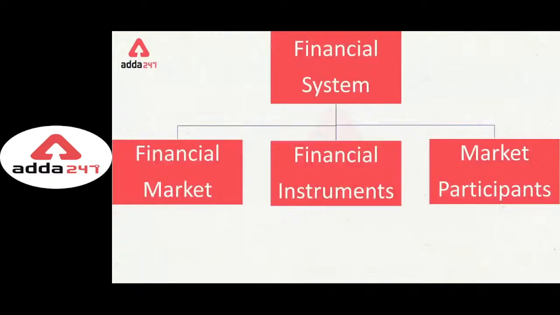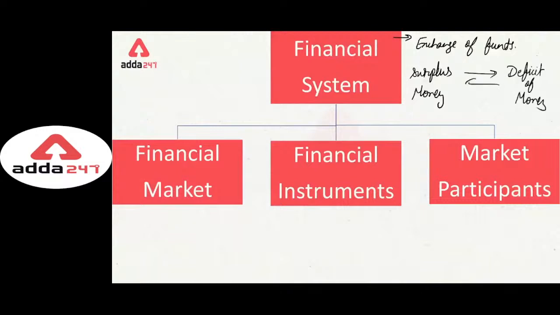When we are talking about financial system, it is the system where exchange of funds take place among the people who have surplus money and who have deficit of money. Okay, this is financial system, and to perform this activity we have three components. That is first financial market, second is your financial instrument, third is your market participant. Okay, these are the three components. So what is financial market?